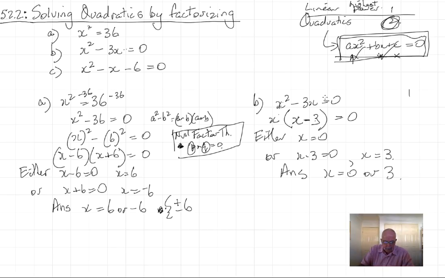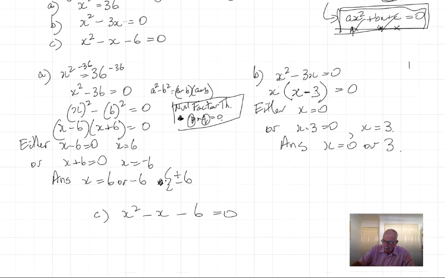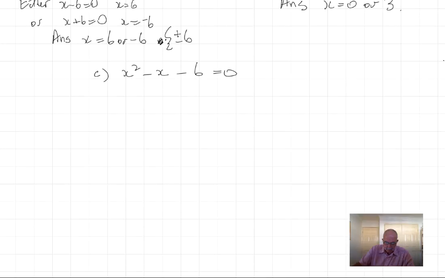Alright, so that's how to do the first two. The third one, C, and we might need a little bit more room, so I'll just write it out. X squared minus x minus 6 equals 0. So we're going to use factorisation. So we look at this here and we say, okay, we want to come up with two factors which when multiplied together are going to give us x squared minus x minus 6.